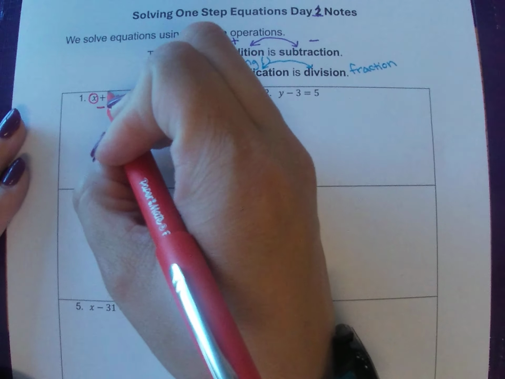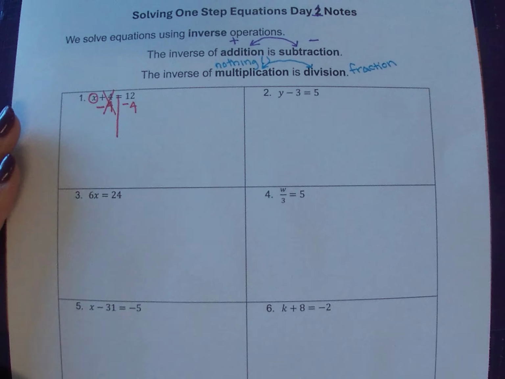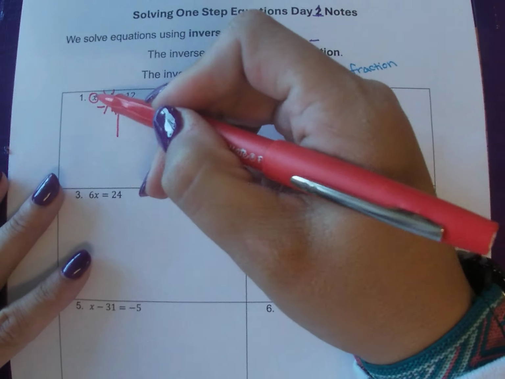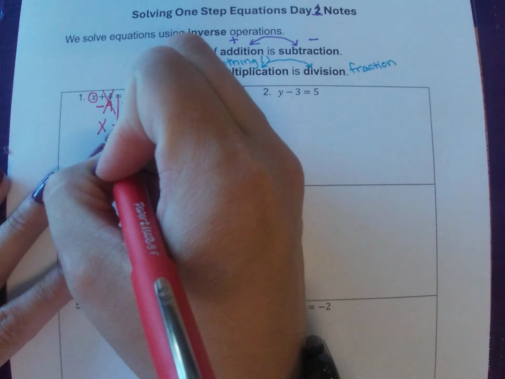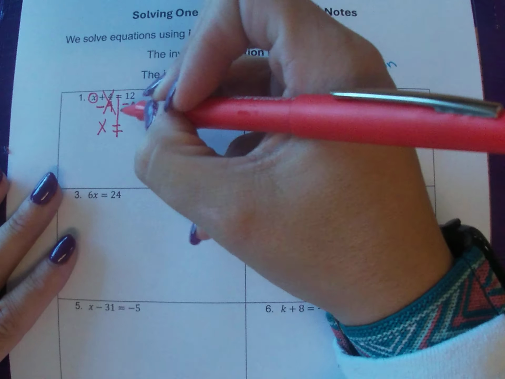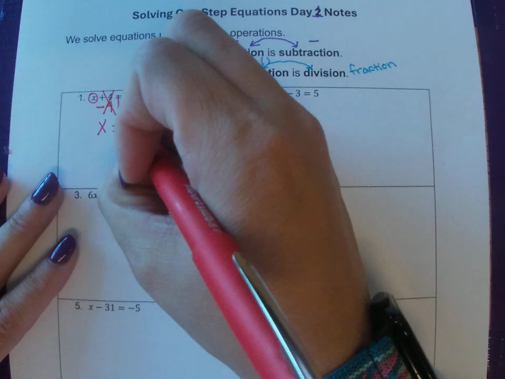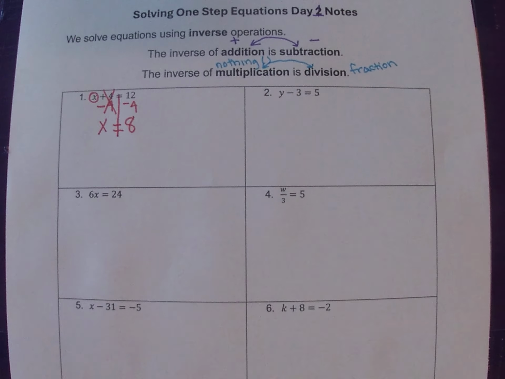Okay, we know that 4 and negative 4 are inverse operations, so those cancel each other out. Whatever we did not cross out, so the x we did not cross out, is coming straight down. And then I'm just going to do the math. 12 minus 4 is 8, so we'll get an answer of x equals 8.